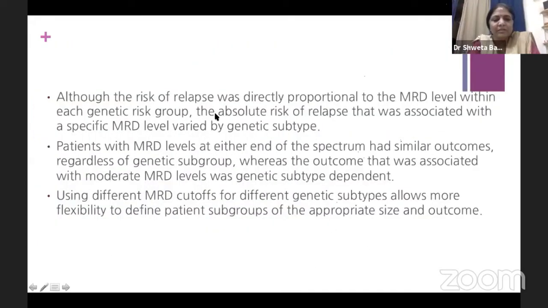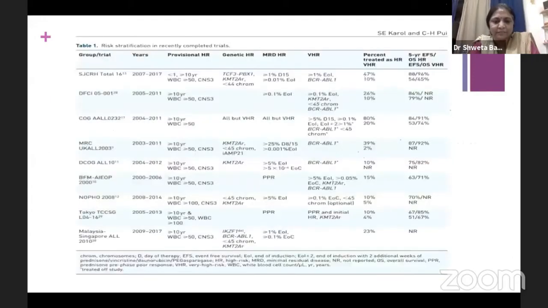So, although the risk of relapse was directly proportional to MRD level within each genetic risk group, the absolute risk of relapse associated with a specific MRD varied by genetic subtype. And patients with MRD levels at either end of the spectrum had similar outcomes regardless of genetic subgroup, whereas the outcome associated with moderate MRD levels was genetic subtype dependent. Hence, knowing the genetic subtype and MRD both together is important to understand the risk of relapse in these patients.